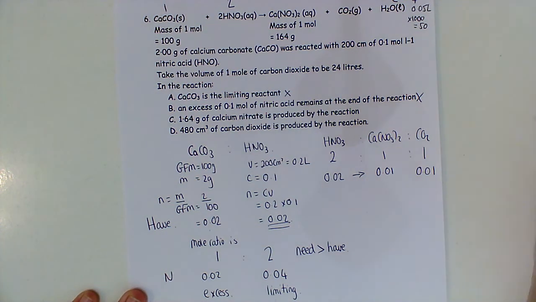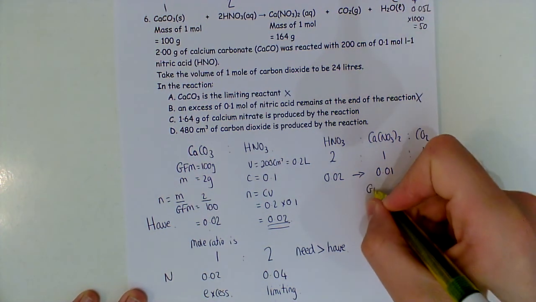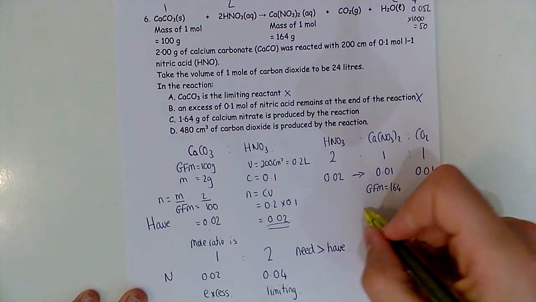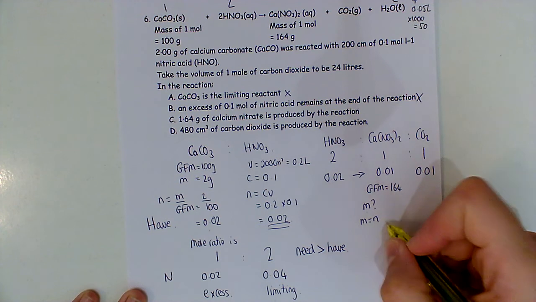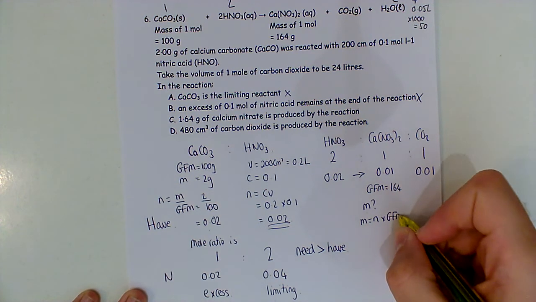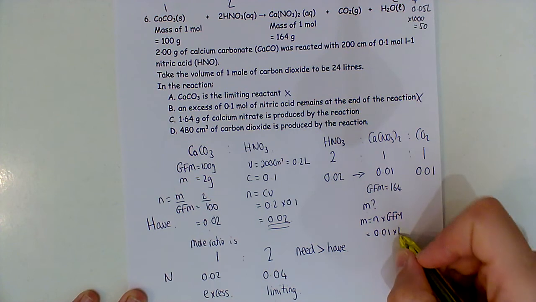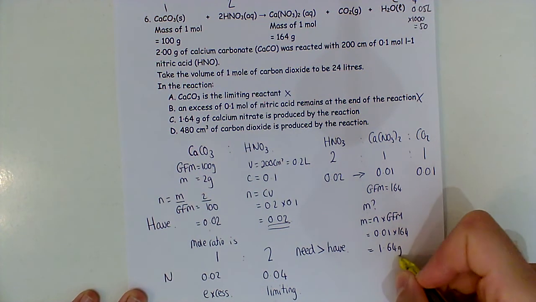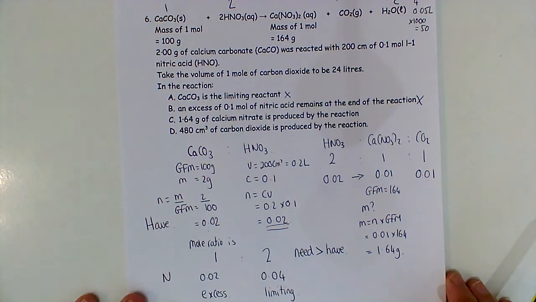The gram formula mass of calcium nitrate is 164. And what would mass be? m equals n times GFM, which is 0.01 multiplied by 164, which gives me 1.64 grams. That's what C tells me. 1.64 grams of calcium nitrate is produced.